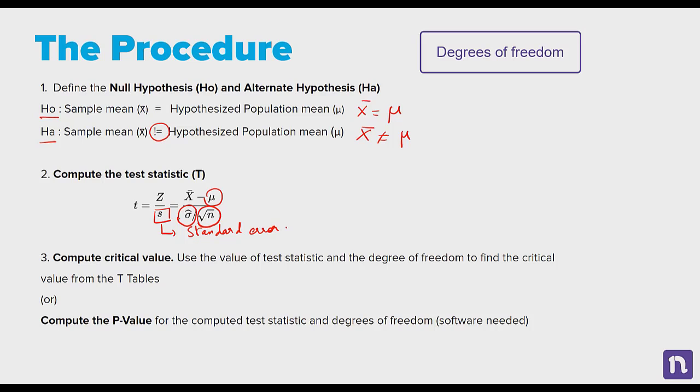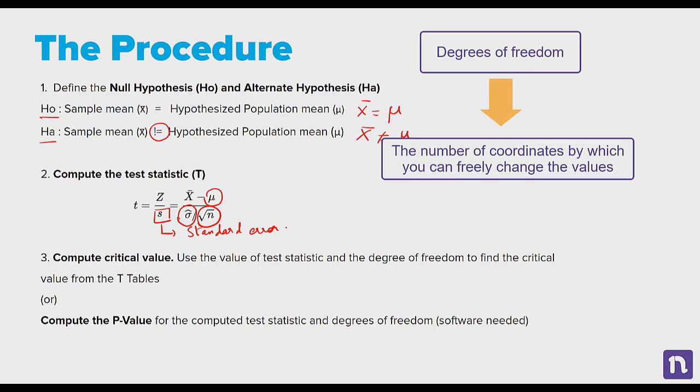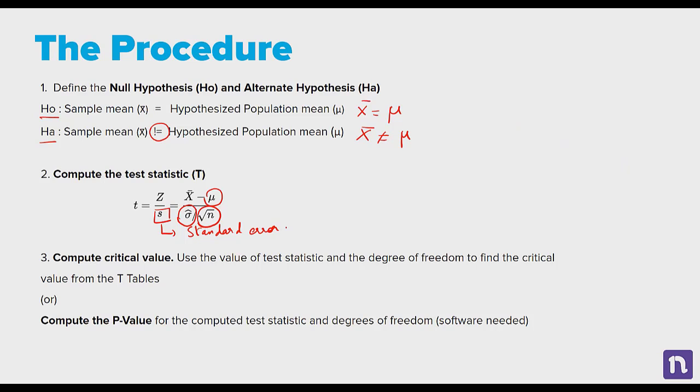Now the degrees of freedom is nothing but the number of coordinates by which you can freely change the values. So in this case, there are 12 different farms and you have a given t statistic. Given this situation, you can change 11 different farms' values. So the degrees of freedom here is 12 minus 1 equals 11. We will shortly see how this degrees of freedom affects the critical value as well as the p-value that we are computing.